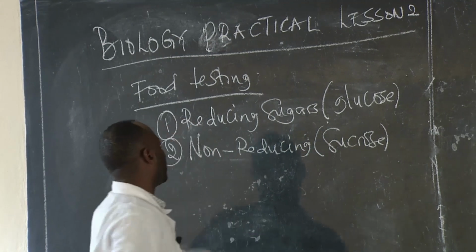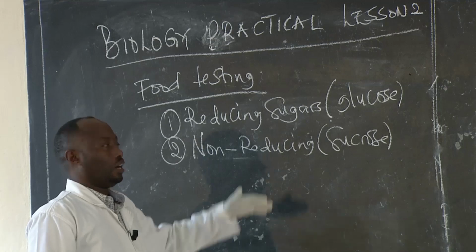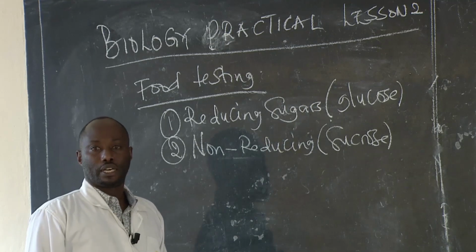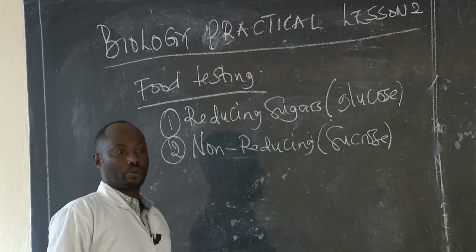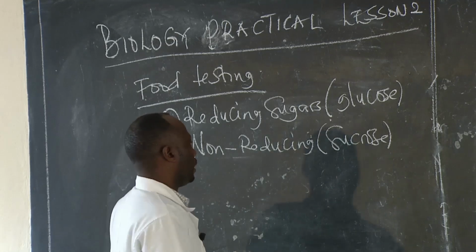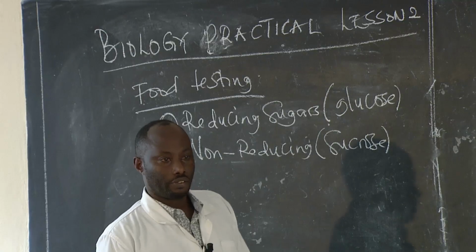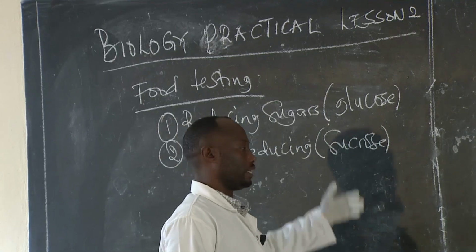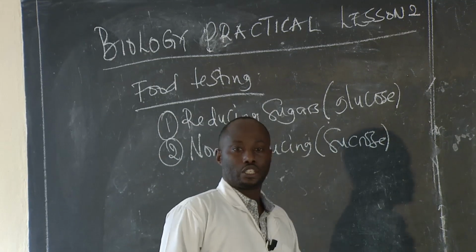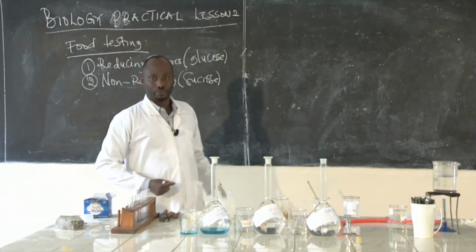And you know, when you talk about reducing sugars, glucose is an example of a monosaccharide. It is made up of one molecule of sugar. And then non-reducing sugars, these are disaccharides. If I say disaccharides, an example of a disaccharide is sucrose. We can say it is made up of two molecules of sugars.